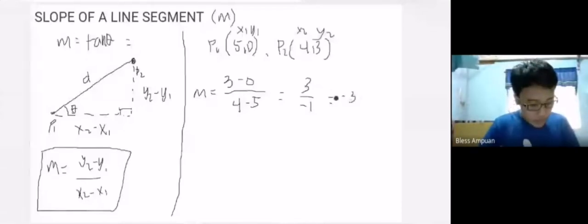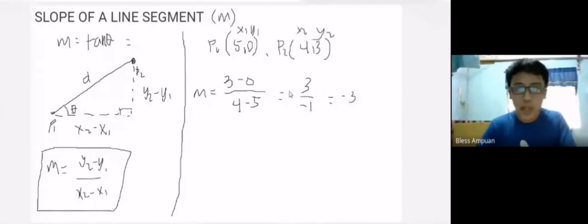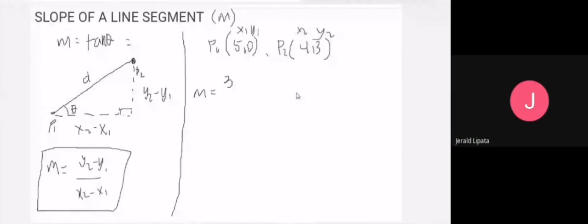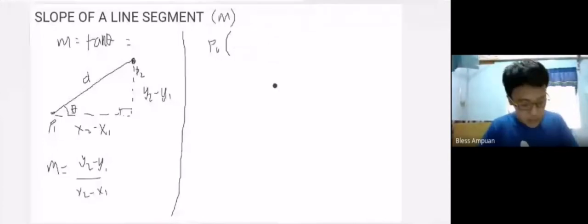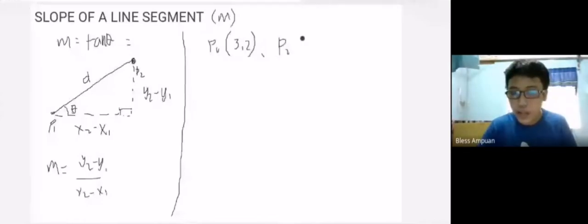Okay, so our next example, if we are given a slope. This is our second example. If we have a point (3, 2), and our second point has an abscissa of x and an ordinate of negative 5, and then we are given a slope of negative 7 over 2.